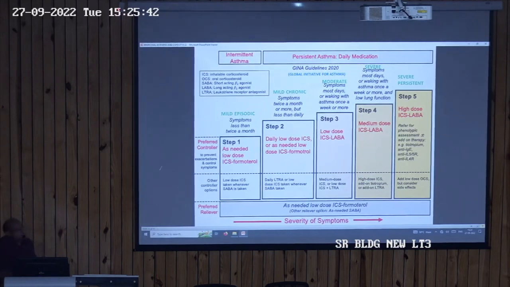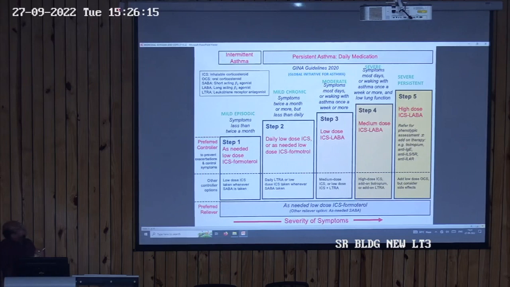And so it has been classified: for a mild episode, what you need to give. If it is mild and episodic, then the treatment is step 1. If it is mild but chronic, that means it is persisting, then you go with step 2. If it is moderate symptoms, then step 3. Then if it is severe, you have step 4. And then further, if it is severe and still persisting, that is your step 5. Okay.